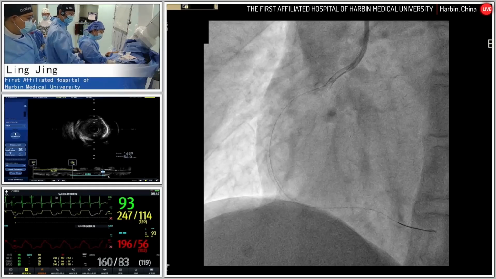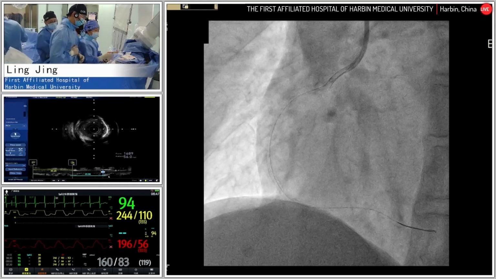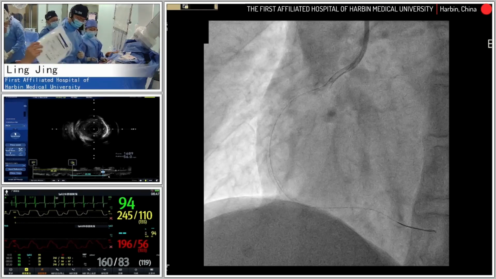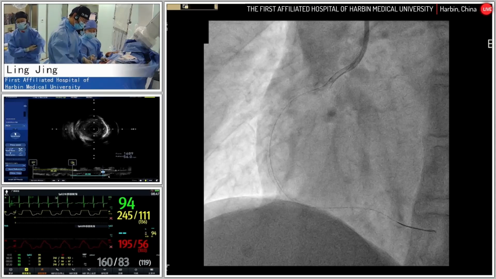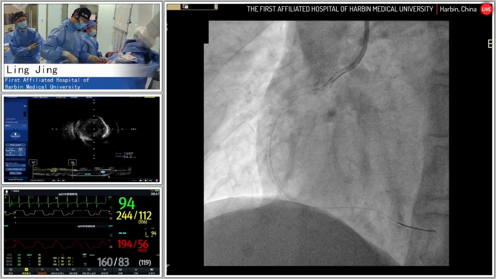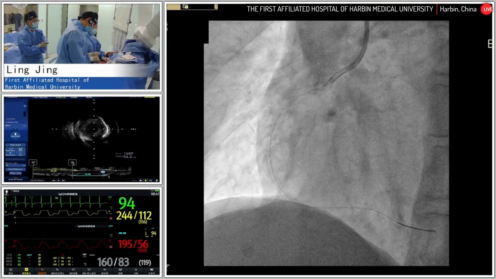Okay, we have finished putting in the first 2.5 stent. And now we are trying to use a 2.75 cutting balloon for the proximal part of the RCA, because the final pullback of the IVUS indicated that there is a high plaque burden in the proximal part of RCA, especially the ostium part. So some very good plaque modification is important.